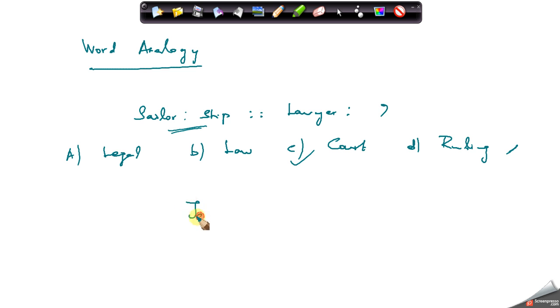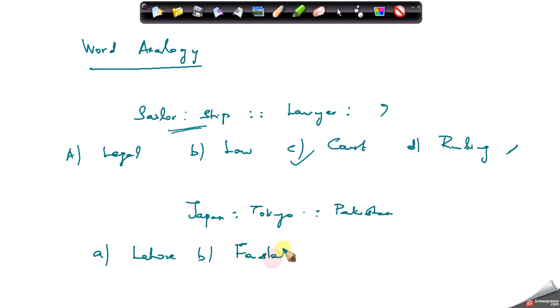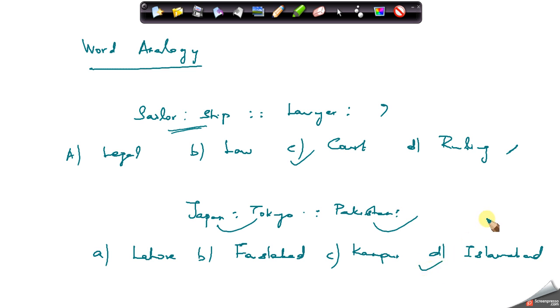Japan is there. This is word analogy. Tokyo. So W is to Pakistan is there. Choice A, Lahore. Choice B, Islamabad. Choice C, Kanpur. And choice D is Islamabad. We see that capital of Japan is Tokyo in this case. Therefore, capital of Pakistan is nothing but Islamabad in this case. Therefore, answer D is the right answer.